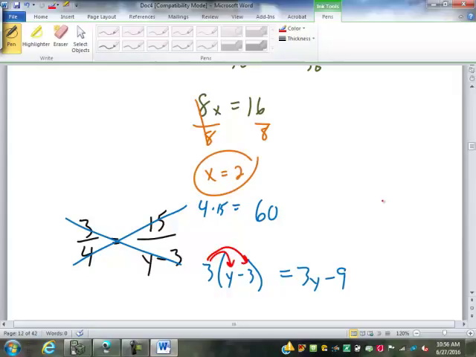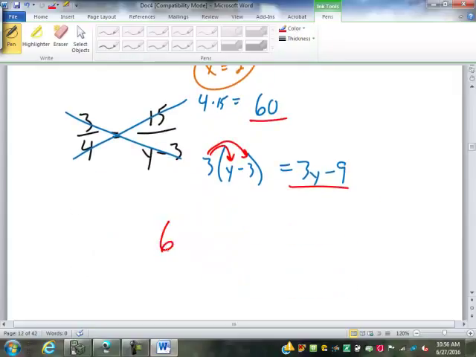So now we know that this must equal this. So 60 equals 3y minus 9. Now we have to get the y by itself to solve it. So we have to get rid of the 3 and the 9. Which one do we get rid of first? The 9. Y was multiplied by 3, then the 9 was subtracted.